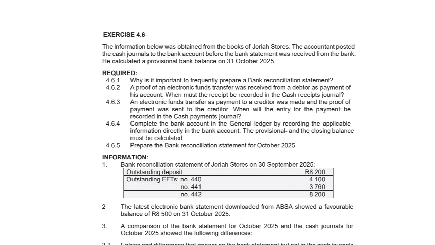4.6.4. Complete the bank account in the general ledger by recording the applicable information directly in the bank account. The provisional and the closing balances must be calculated. 4.6.5. Prepare the bank reconciliation statement for October 2025. Then additional information. Number 1, our bank reconciliation statement for September. Outstanding deposit, outstanding EFTs 440, 441 and 442.